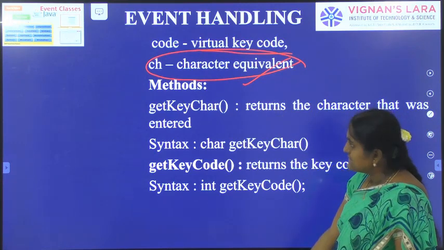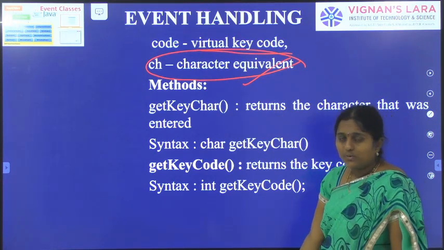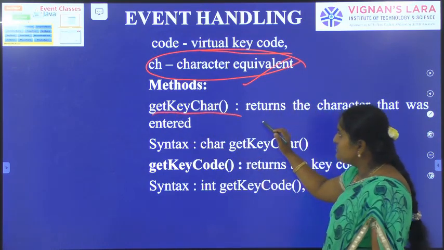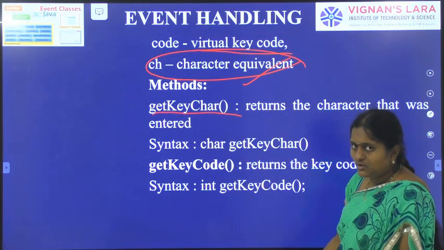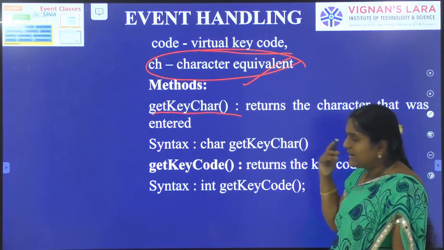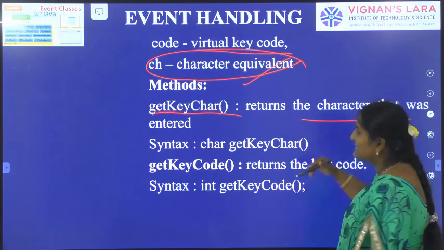Next, methods, like constructors. The KeyEvent class also provides a number of methods. getKeyChar: sometimes you want to know which key the user pressed. In that situation, the getKeyChar method will be helpful. It returns the character that was entered.